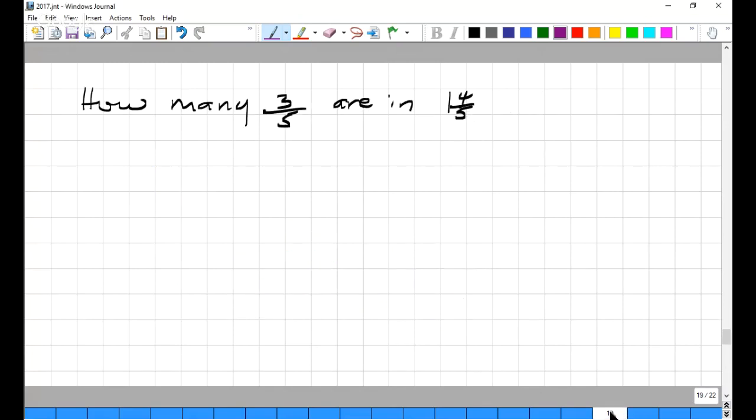All right, we have about 2 more to go. How many 3/5 are in 1 and 4/5? What type of problem is this? Dividing. Okay, so what is the dividend? 3? No, man. No. For all of it.